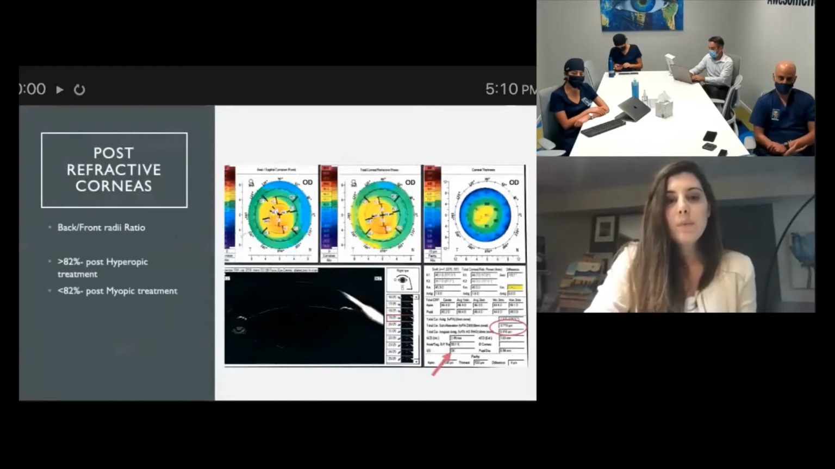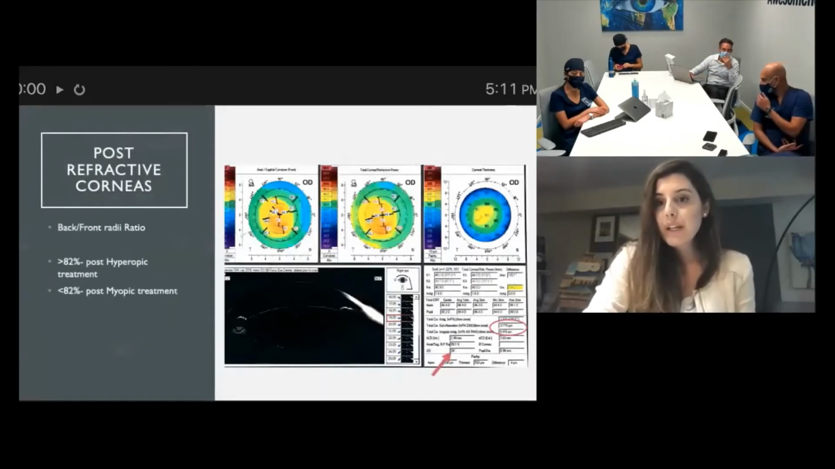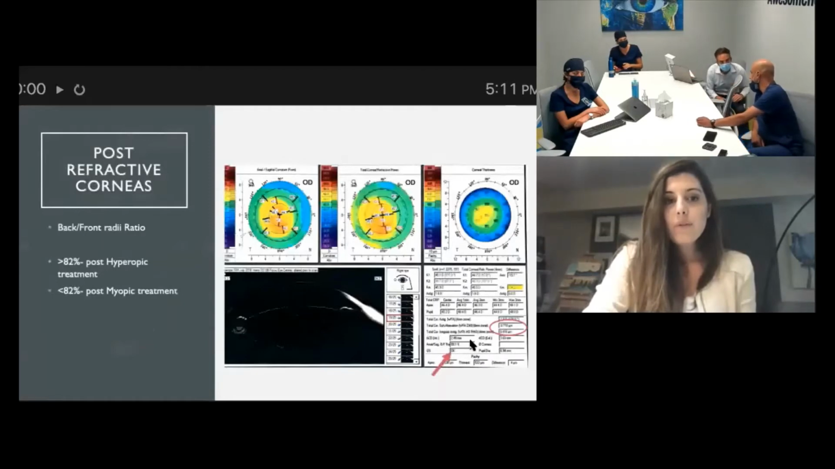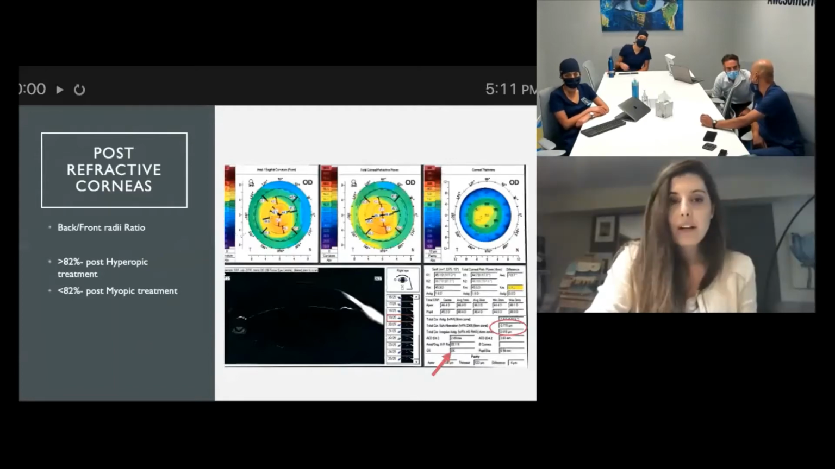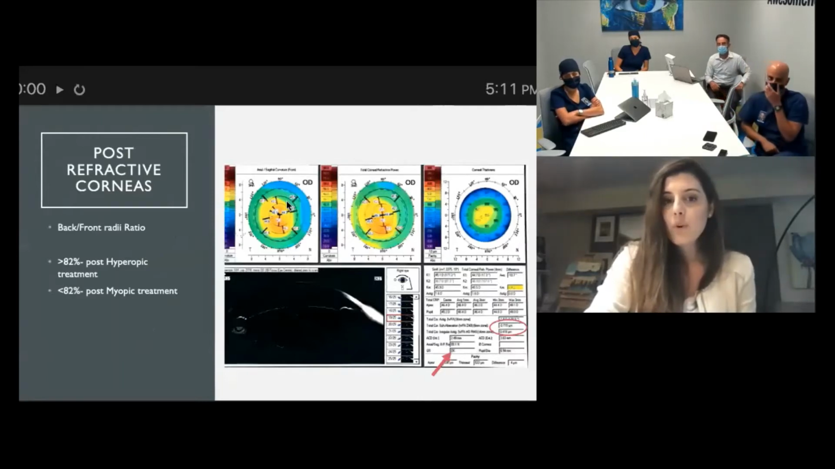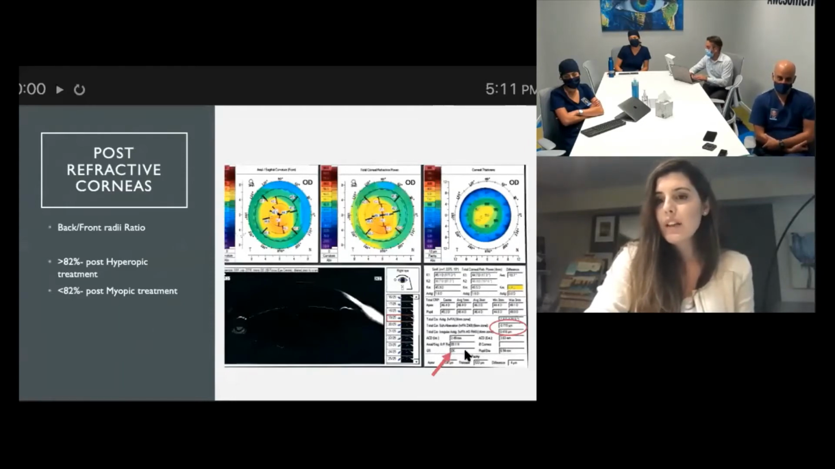Also, another point that I mentioned earlier is the back to front radii ratio. That ratio is basically the radius of curvature of the back surface compared to the front surface of the cornea. And that ratio, as you all know, will change with refractive surgery. So like in this patient who has had a hyperopic treatment, you can tell by the steep central cornea. You can also tell by that back to front ratio, which is above 82%. A normal back to front ratio is anything around 82%. If it was a myopic treatment, then it's usually less than 82%, and that is a direct, fast indicator of whether the patient has had the surgery or not, if you have missed that from the history.